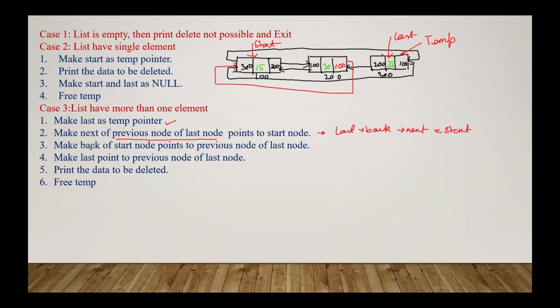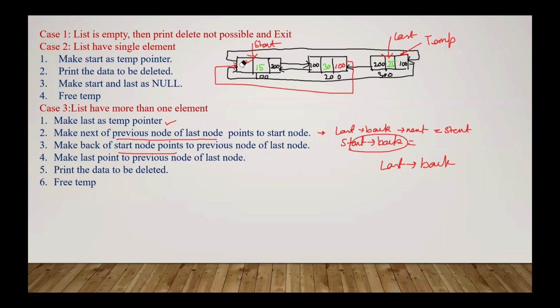Then the back of the start node. This is the start node. This is the back. So the back of the start node is set to the previous node of the last node. The previous node means it stores which value? The previous node means the previous of the last node. The last node's previous is the last back. So what happened? Start back stores which value? Last back.